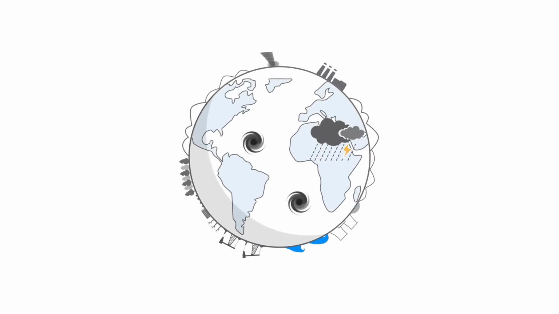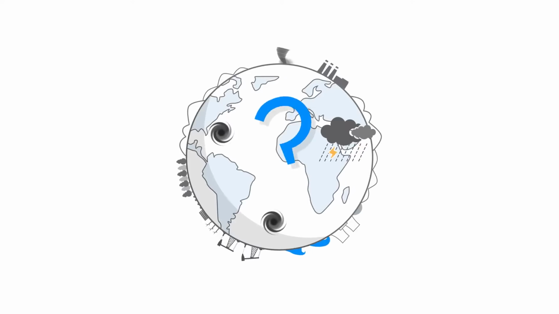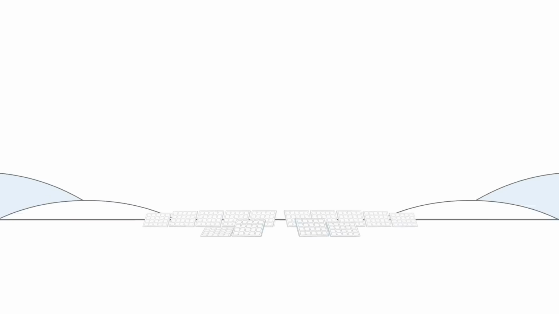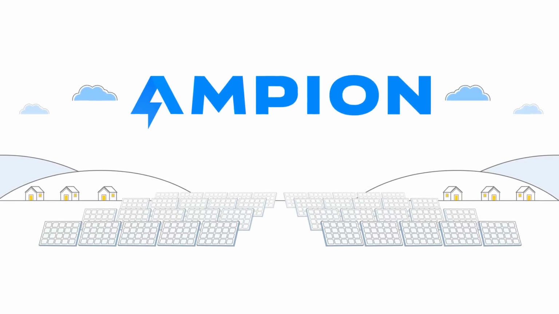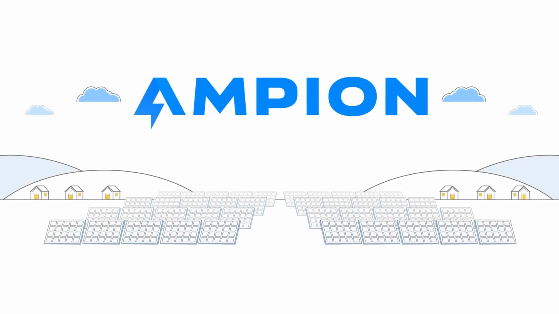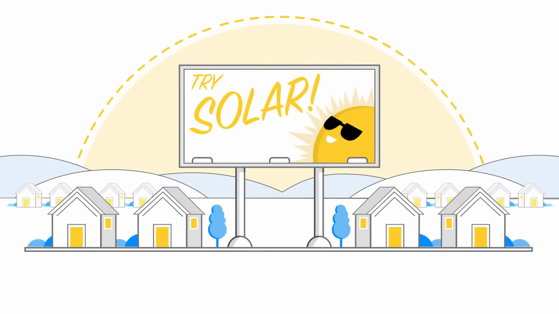Most of us want to help address the environmental challenges we see around us. But let's face it, it's hard to know what to do. At Ampion Community Solar, we've got an easy solution that supports green energy, lowers your utility costs, and hopefully inspires your neighbors as well. We've all been hearing about solar power for years, of course.